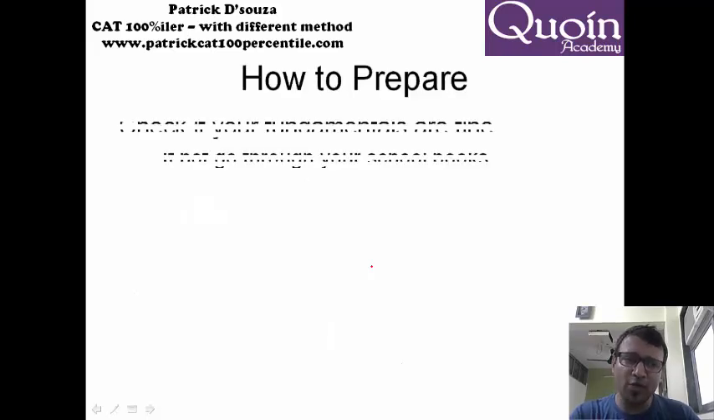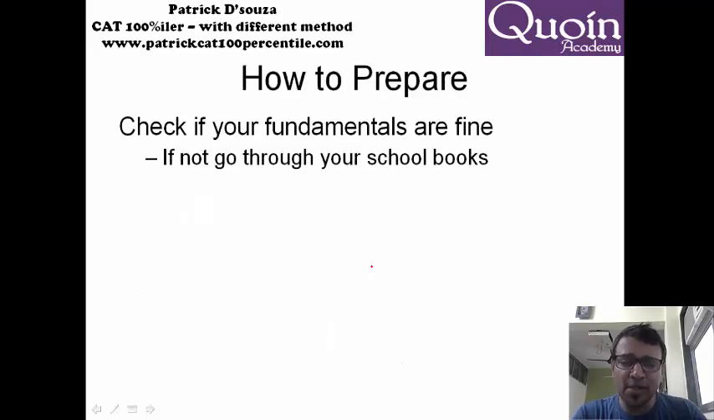How do you go about preparing for the Quant section? The first step is to check if your fundamentals are fine. When you talk of fundamentals, I'm talking about basic things. Do you know what averages are? Do you know what profit and loss is? Do you know the equation of a line? Do you know the Pythagoras theorem? These are the basic fundamentals with regard to mathematics. If you feel your basic fundamentals are weak, then go back to your school books and work on that.